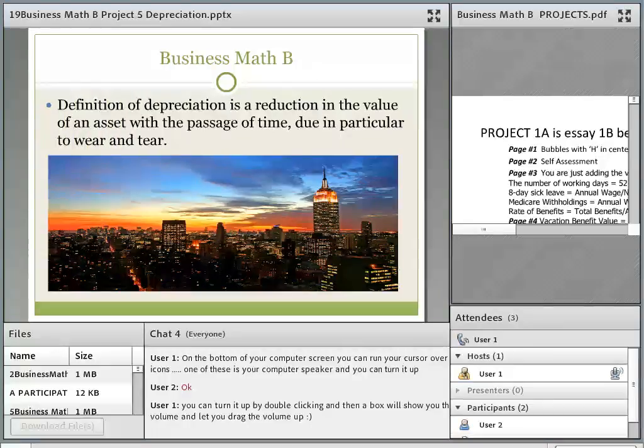The definition of depreciation is a reduction in the value of an asset with the passage of time, due in particular to wear and tear. Now, sometimes when people describe depreciation, they say it's not so much the wear and tear as it is that every 3 years you upgrade a computer. So what you paid for it, you need to write that much off in 3 years. It's not as closely correlated to the wear and tear as it is to when it needs to be replaced. So it's kind of different philosophies.